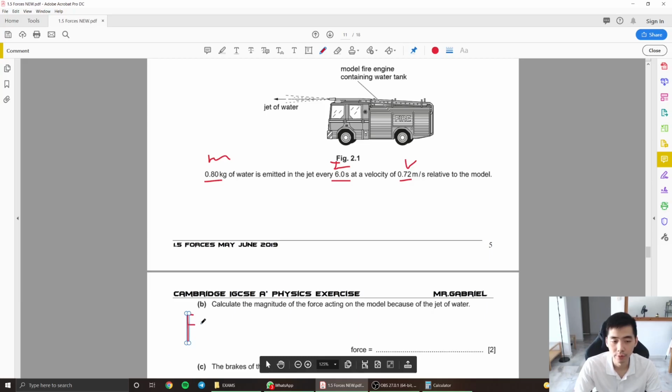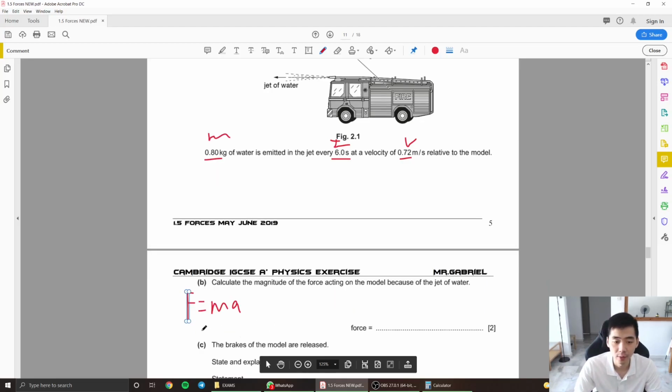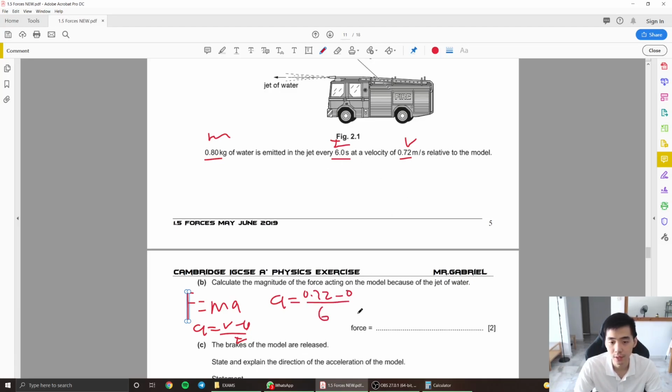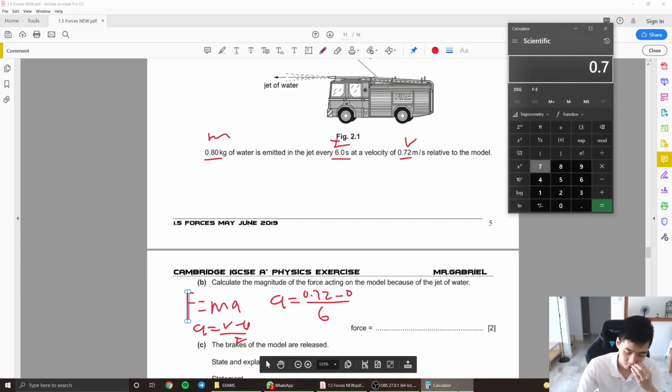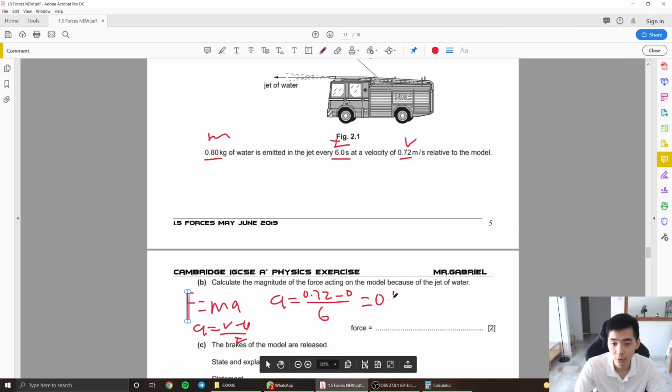Now F is obviously supposed to be MA here. Since I do not have A, I need to find A, right? A would have been equal to V minus U over T. From here, A would have been 0.72 minus 0, because initially it was at rest, right? Divide by a total of 6 seconds. Press that into my calculator, 0.72 divided by 6 seconds here. I'll get an acceleration of 0.12 meters per second squared.